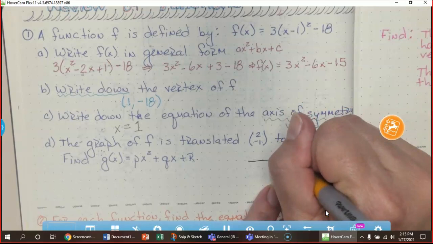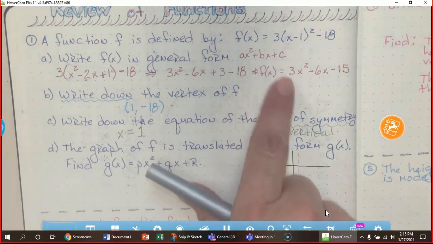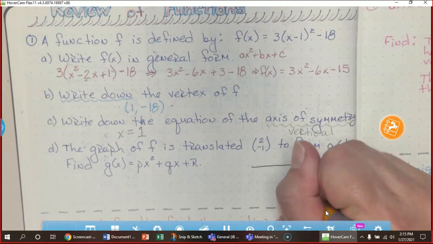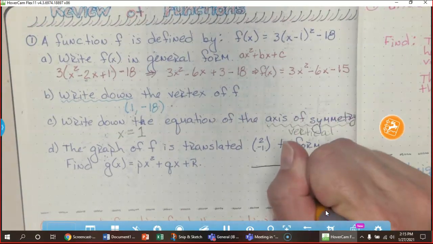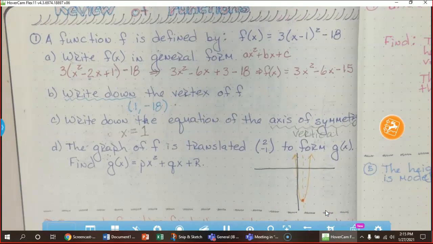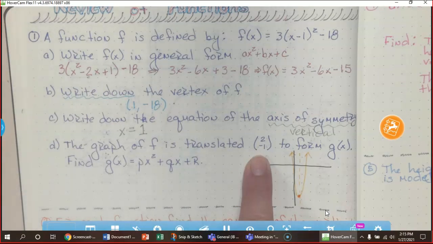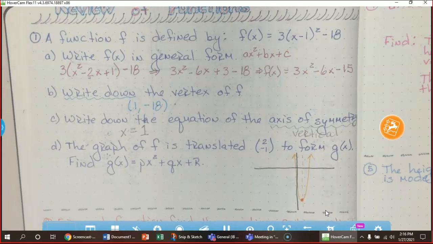I've got an axis of symmetry doing this. It's got a 3 in front, so it's kind of a skinny parabola, right? I don't even need numbers on here to help me out. Okay? When I look at my translation right here, it is (2, -1). What does that mean? What does that translation of (2, -1) tell me to do?